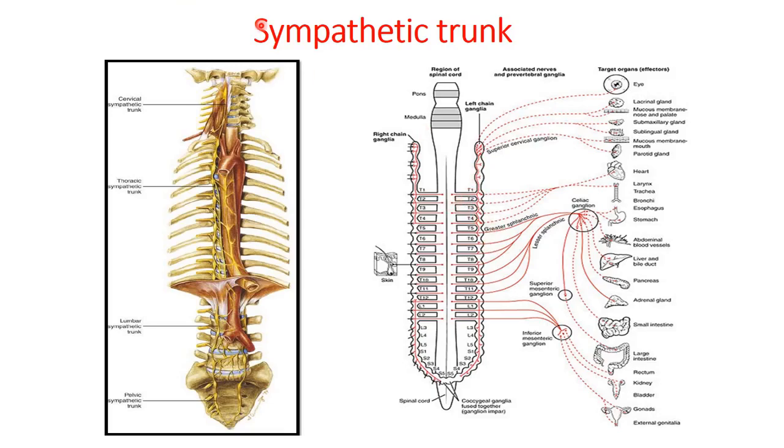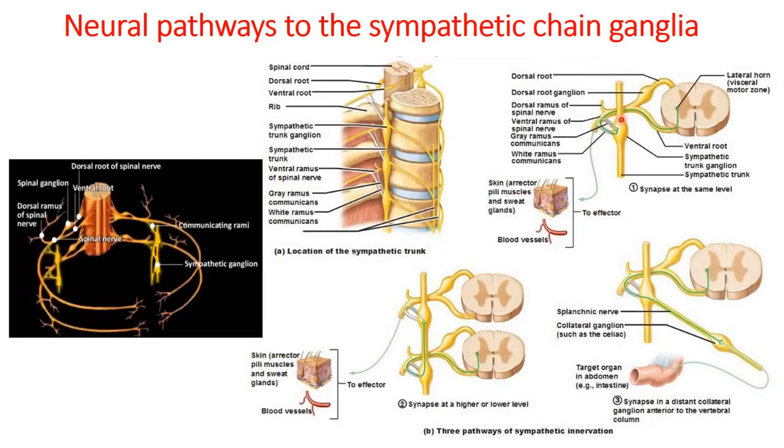The preganglionic fibers originate from the intermediolateral cell column of the spinal cord of the thoracic and the lumbar segments, that is from T1 to L2 level of the spinal cord, and they exit the spinal cord through the ventral roots. As you can see in the diagram, the sympathetic preganglionic fibers exit through the ventral root and enter the sympathetic trunk via the white rami communicantes.